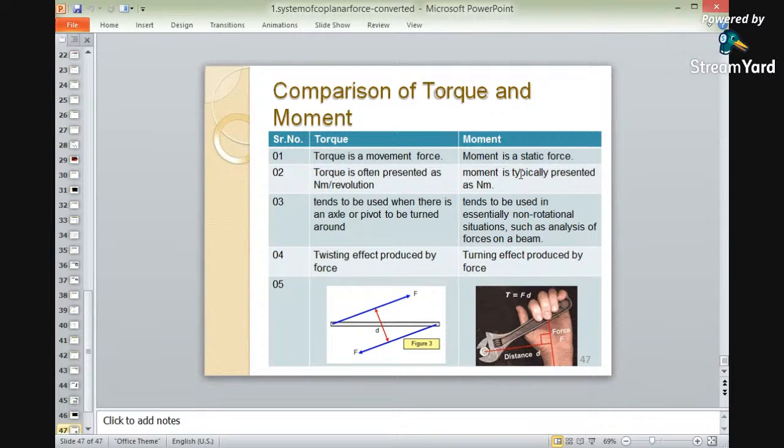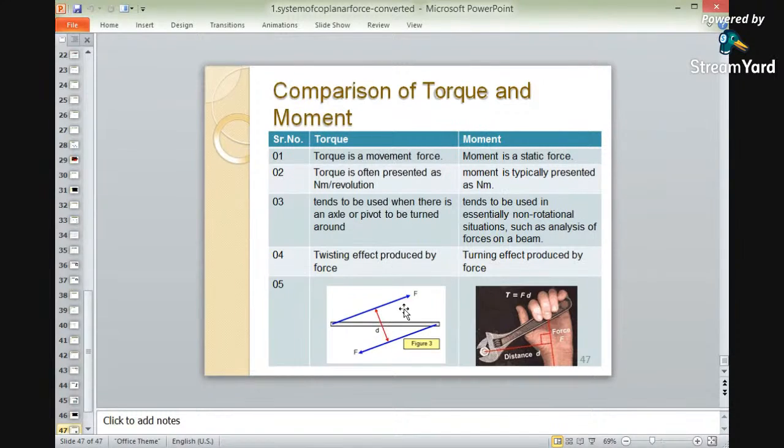The third point of differentiation is that torque tends to be used when there is an axle or pivot to be turned around, whereas moment tends to be used in essentially non-rotational situations, such as analysis of forces on a beam. The fourth point is that torque is the twisting effect produced by a force, whereas moment is a turning effect. So in moment we have a turning effect, whereas in torque we have a twisting effect. Here is an example for this.